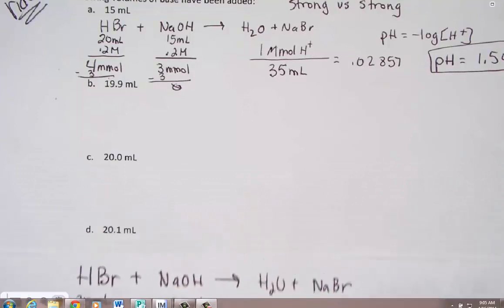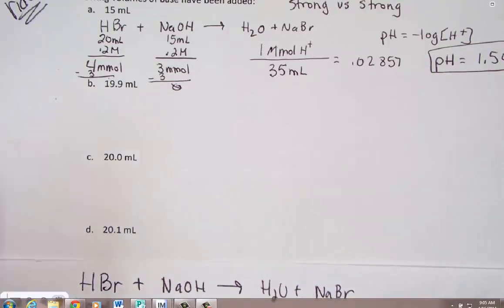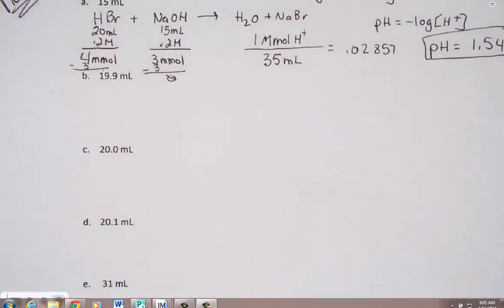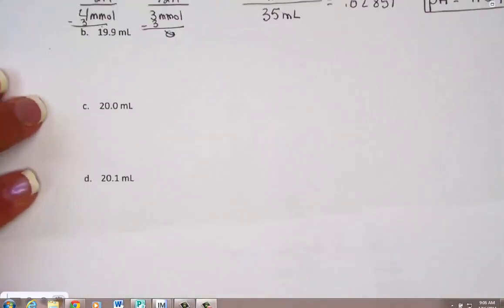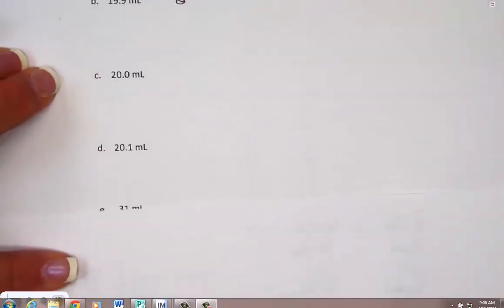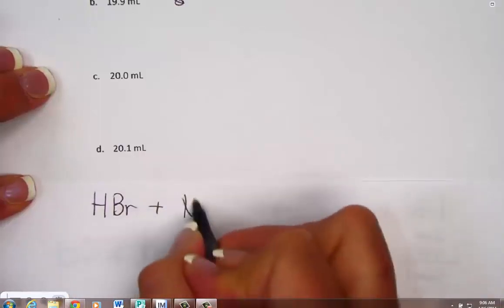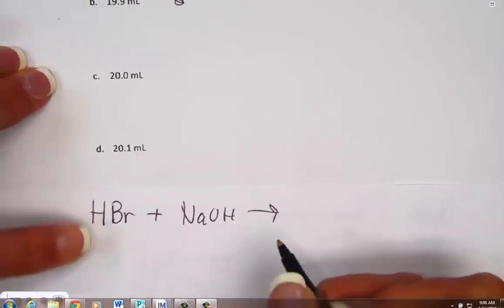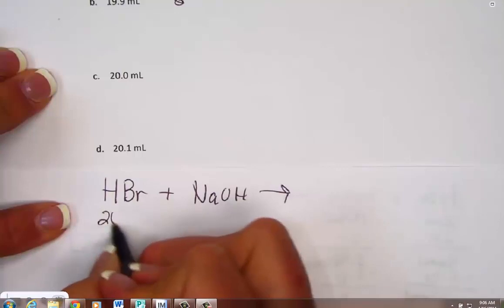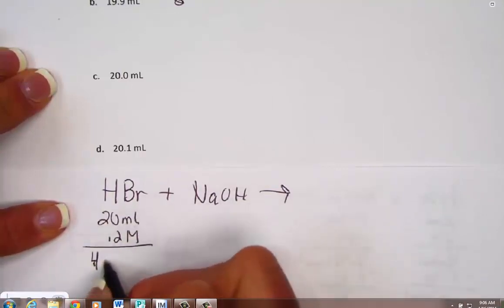Then what happens? We exceed the equivalence point. We've added more base. So at this point in the journey, we'll come down here. Let me slide this up. I like to keep tally of what is going on. HBr, we know we have 20 mils of a 0.2 molar. That is still 4 millimoles.